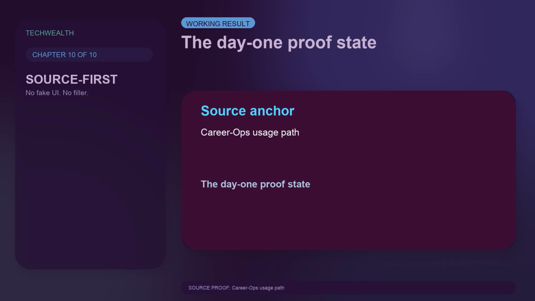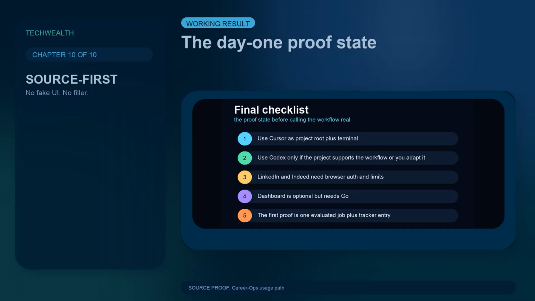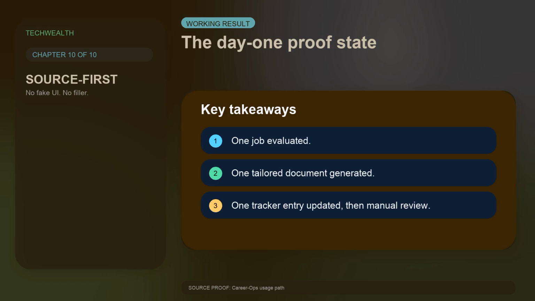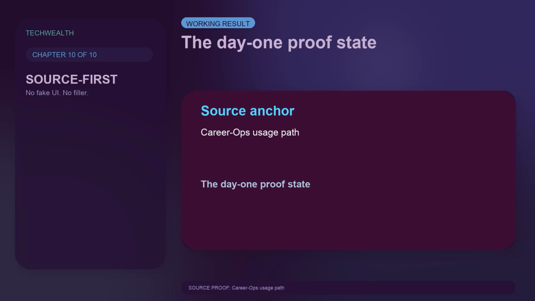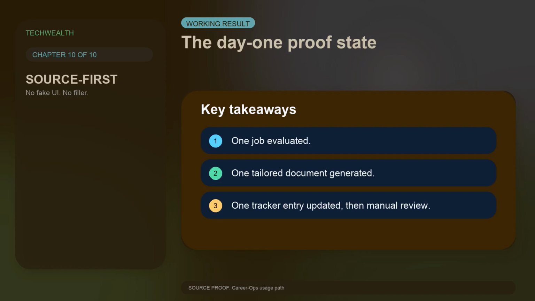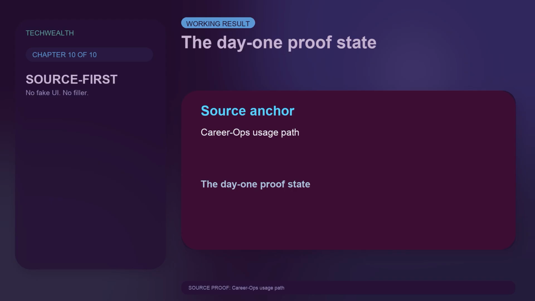If a viewer can pause this video, copy the setup path, verify the files, and reach that first proof state, the video did its job. Everything after that is scale, batches, dashboards, and deeper automation.